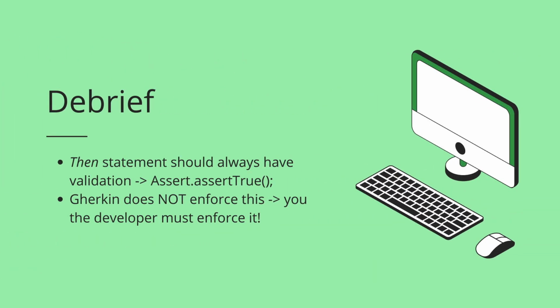One thing to note is that the then statement should always have a validation step. For example, an assertion. Gherkin does not enforce this. You, the developer, must enforce it. So if you don't add an assertion at the end of your then statement, your test is going to pass, even though it didn't actually verify anything.